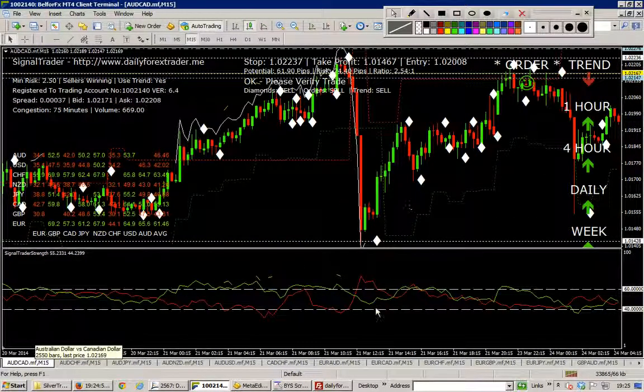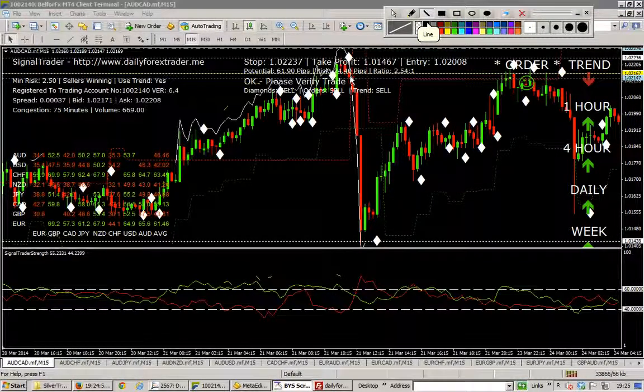So yeah, look at this. Here's another one, Aussie CAD. The entry would have been this candle here. If I draw a straight line from that one straight up, where does it come in?